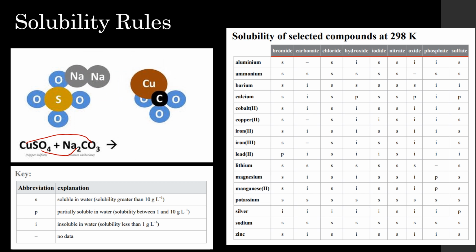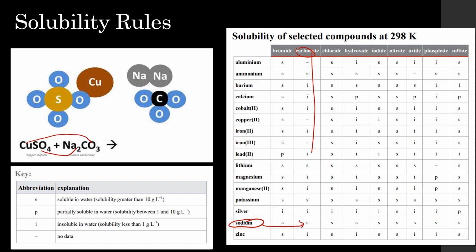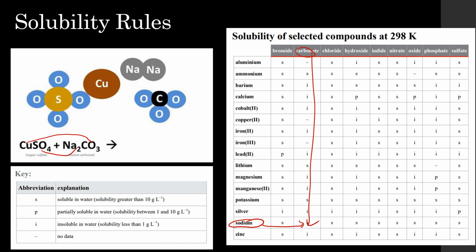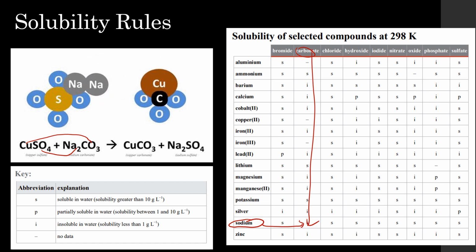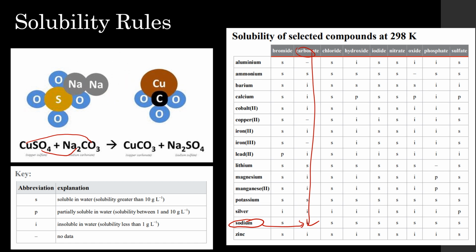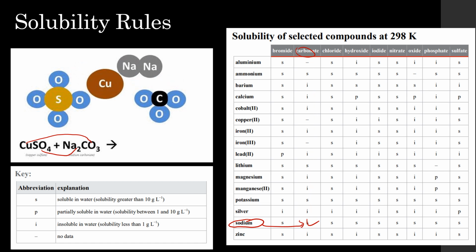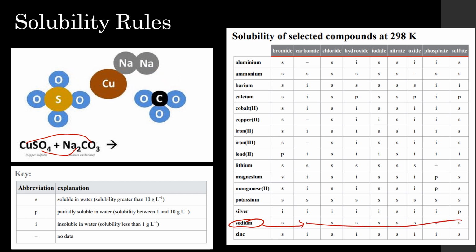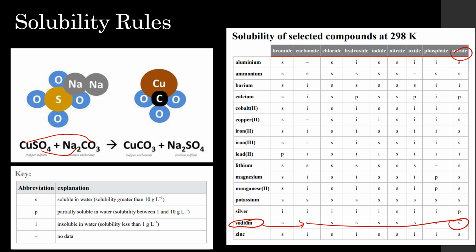So let's look up our two ones. So we've got sodium here and carbonate. So let's find the intersection between those two, and it tells me that it is soluble in water. So it's more soluble than 10 grams per litre. So sodium carbonate is soluble. Sorry, sodium sulfate. Let's look at sodium sulfate as well, because I just made a mistake there. Sorry, folks. I'll go along and look there and look at sulfate. Yeah, that's soluble.